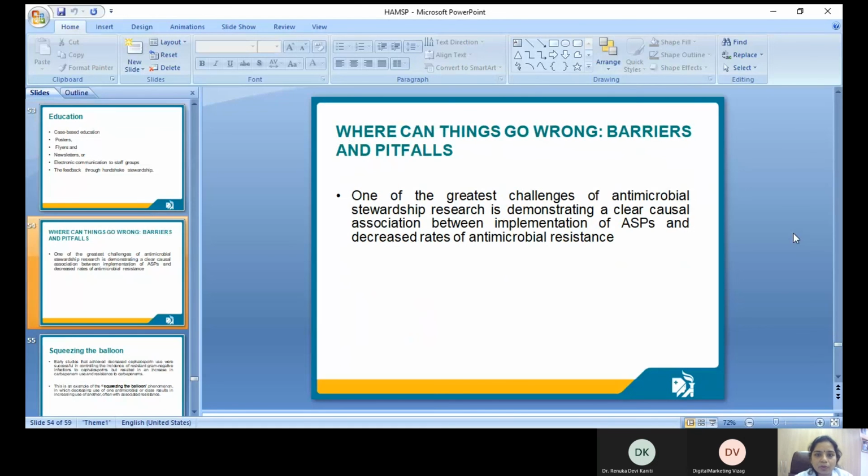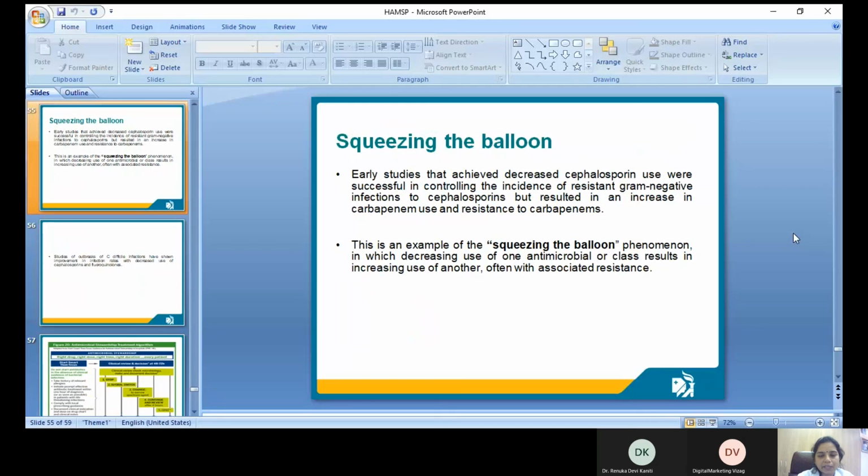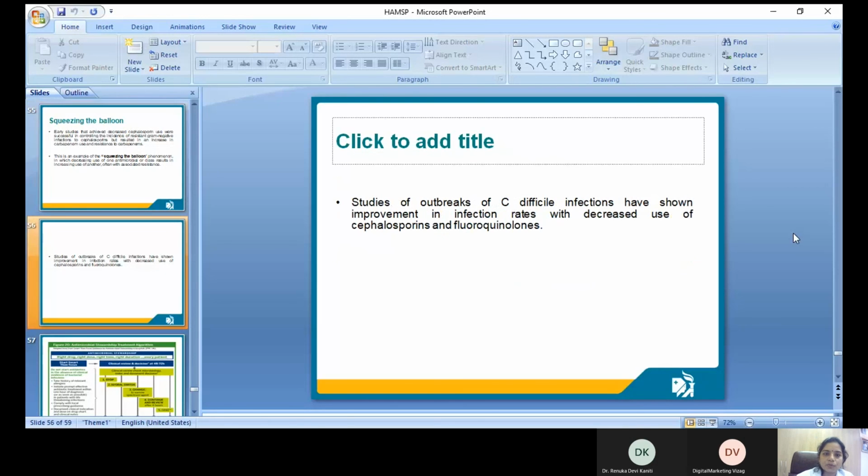Where can things go wrong, like pitfalls? One of the greatest challenges of antimicrobial stewardship research is demonstrating a clear causal relationship between AMS and decreased rates of antimicrobial resistance. So this is one study showing squeezing the balloon. This is an example of the squeezing the balloon phenomenon, in which the decreasing of one antimicrobial use or class results in increasing use of another, often with associated resistance. Studies of outbreaks of Clostridium difficile infection have shown improvement in infection rates with decreased use of cephalosporins and fluoroquinolones.